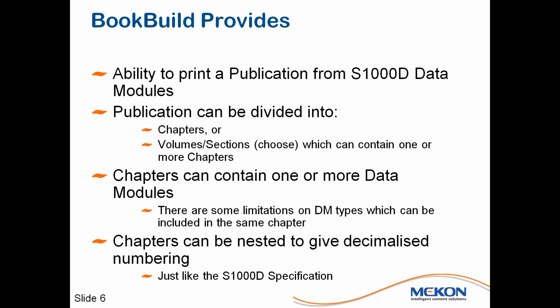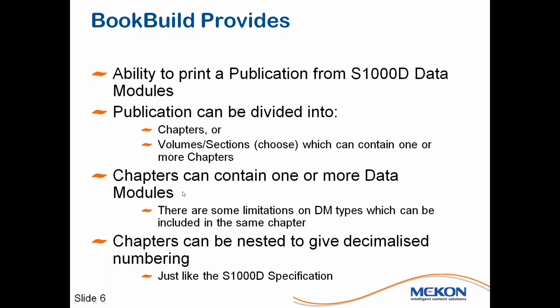So what you can do with book build is to print a publication from S1000D data modules which aren't touched at all. Well, we open them, but we don't make any changes to them whatsoever. And you can divide the publication either into chapters or volumes and sections. It's a different word for the same thing, which can contain one or more chapters.